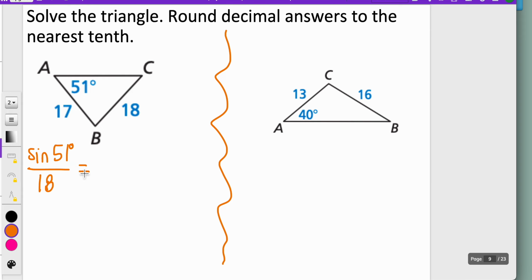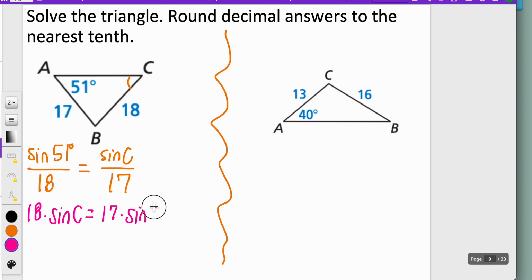Then I look to see, what is something that I do have and something that's partially missing? I do have 17, which is across from C. So I know that I could find the sine of C over the length of 17. Then how I would start to solve this is I'm going to cross multiply. So I get 18 times sine of C is equal to 17 times sine of 51 degrees. Then I need to solve for sine of C, so I'm just going to divide both sides by 18.